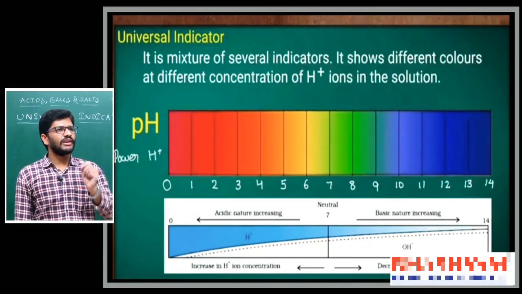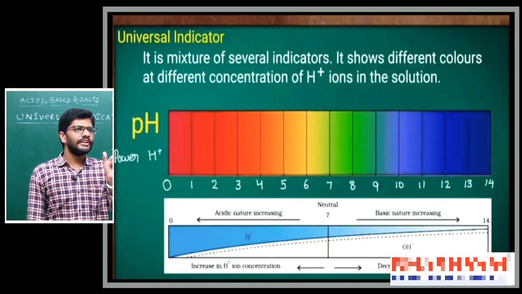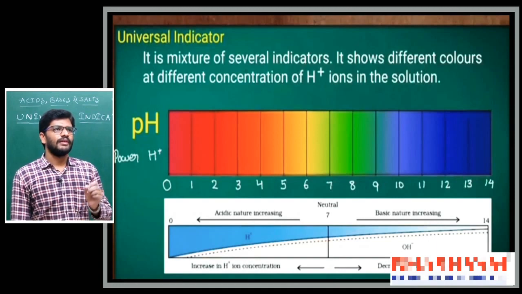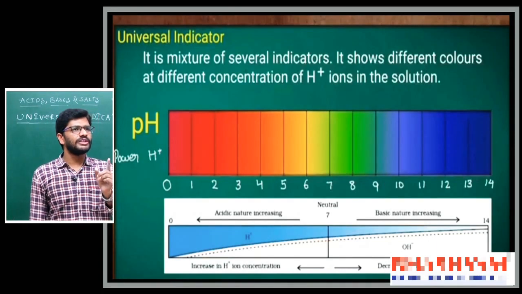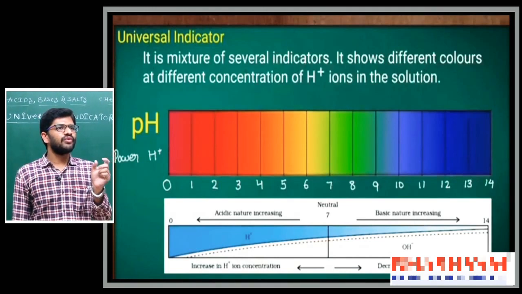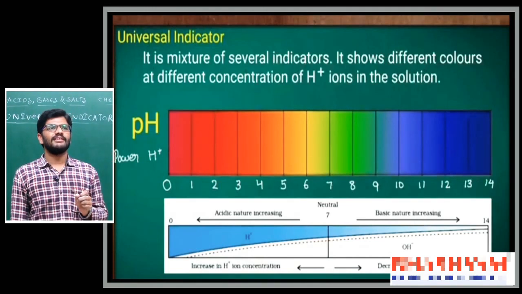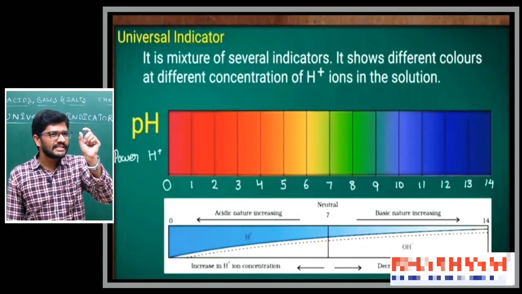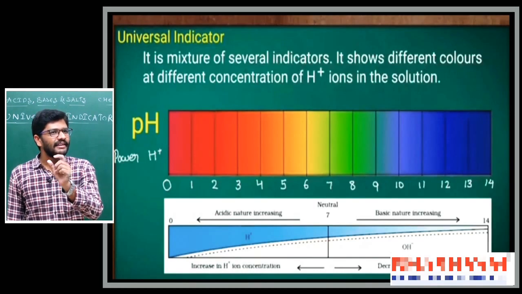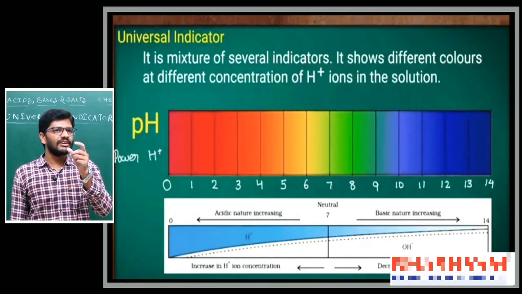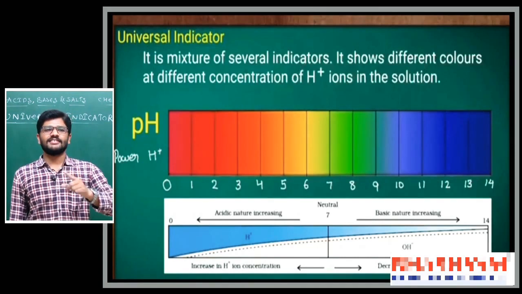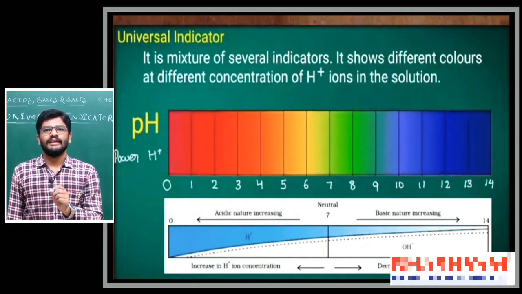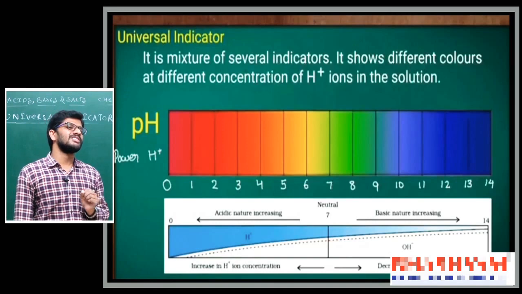Okay, so pH values 0 to 14 are there. In between values, we see different colors, yes or not? If the pH value is 0, 1, 2, 3, it shows red in color, whereas 4, 5, 6 show slightly orange color, whereas 7 we can see as light green, 8, 9 green color, and next 10, 11, 12, 13, 14 show blue or violet colors. It shows different colors at different concentrations of H plus ions in the solution.